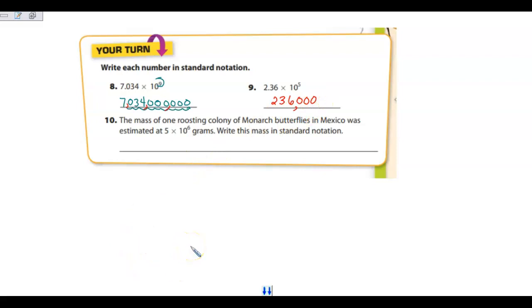Number 10, the mass of one roosting colony of monarch butterflies in Mexico was estimated at 5 times 10 to the 6th grams. Write this mass in standard notation. 5 times 10 to the 6th power is 5 million butterflies. If you have any questions, make sure you talk to your teacher.